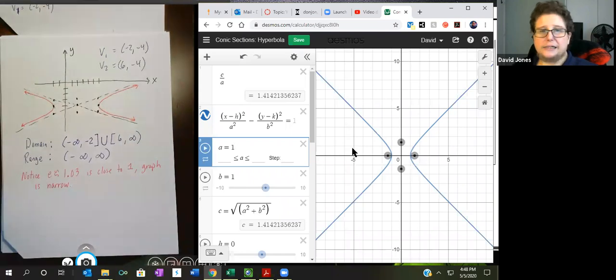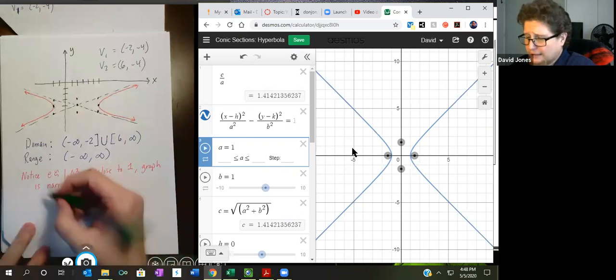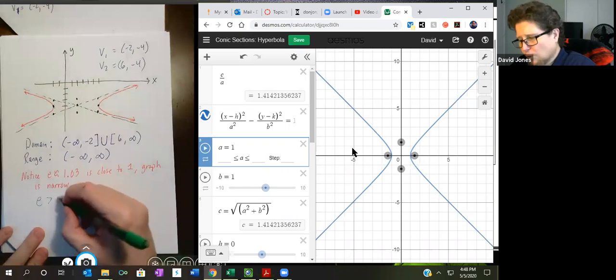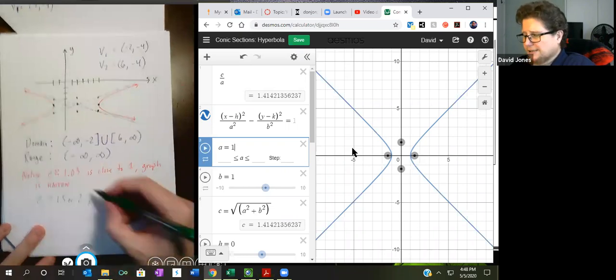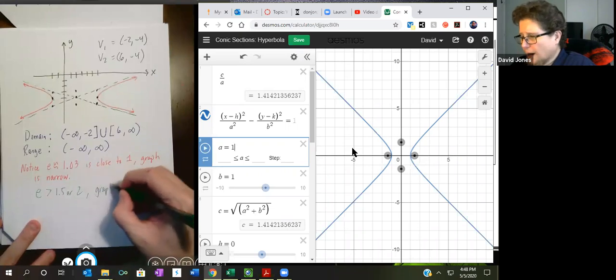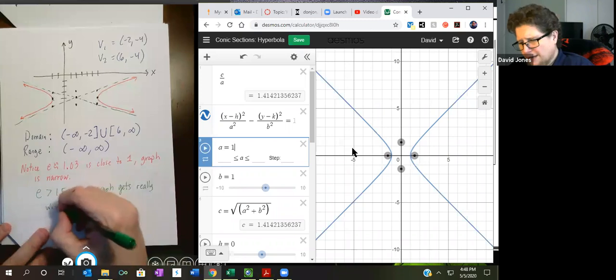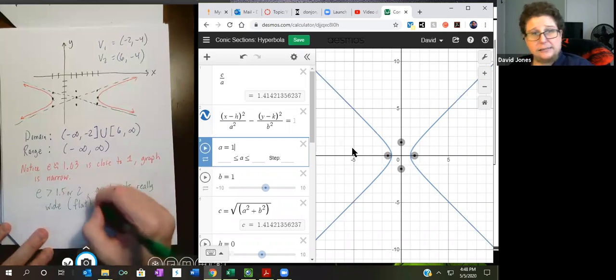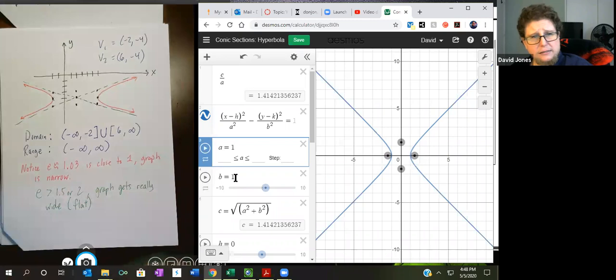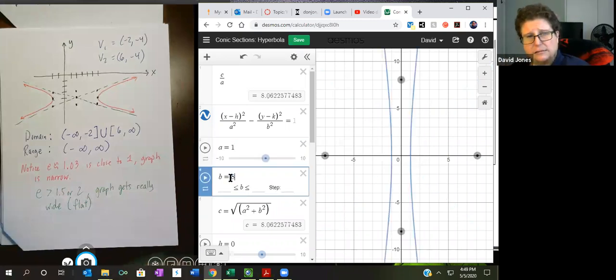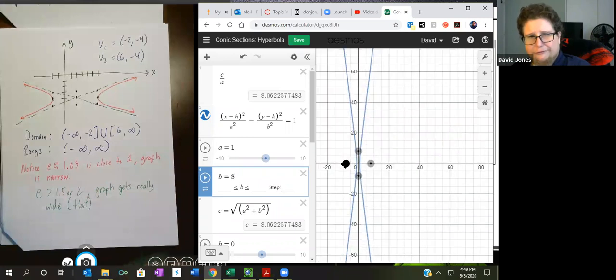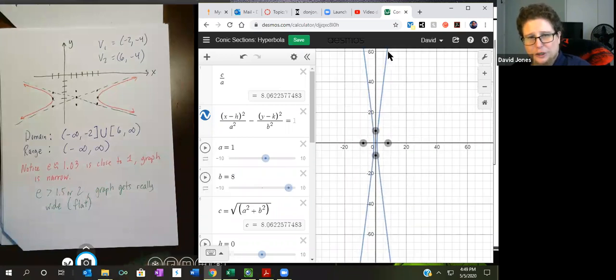Okay. So narrow E is when it's close to 1. When E gets above, E greater than about 1.5 or 2, the graph gets really wide. Or maybe flat is a good word to say. I mean, that's pretty flat. There's some curves still, but it's not much there.